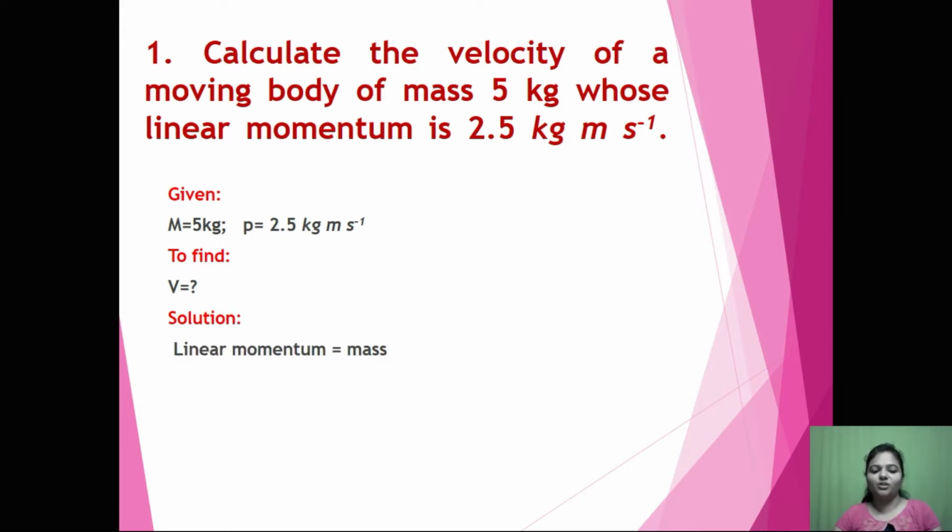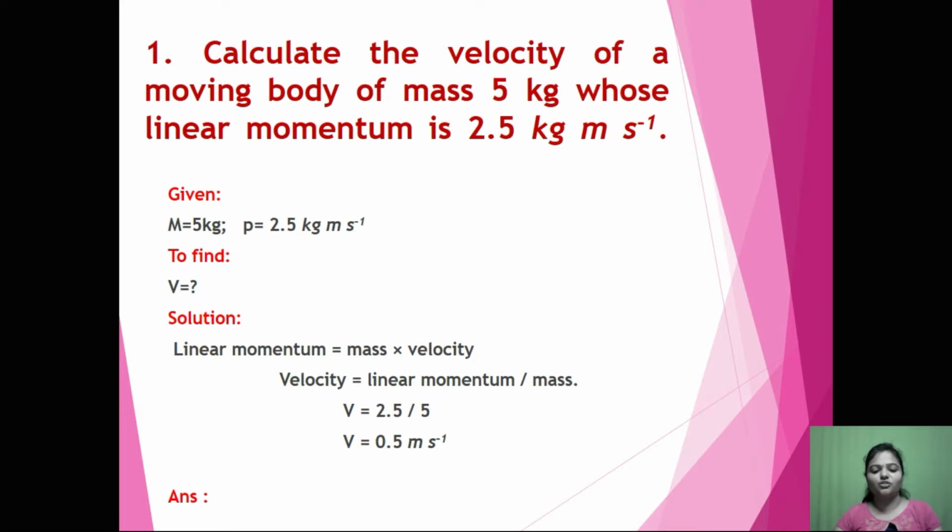So we will start the solution by writing the formula for linear momentum, which is given by mass into velocity. We are supposed to find velocity. So velocity is equal to linear momentum divided by mass. Now we will substitute the linear momentum and mass value from the given data, which is 2.5 divided by 5, which is equal to 0.5 meter per second. So the answer is the velocity of a moving body is 0.5 meter per second.